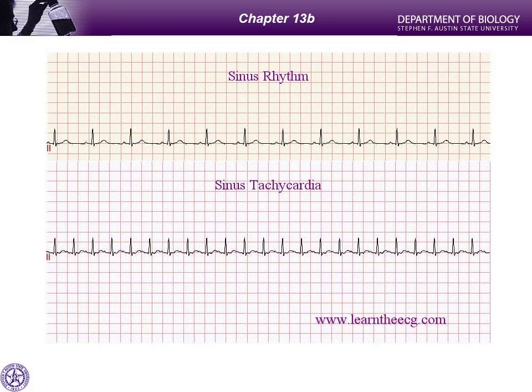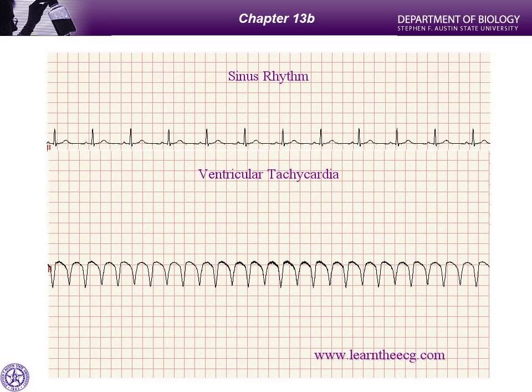This is somebody having a bad day. If you see this on an EKG, you better hit the code blue button. That's ventricular tachycardia. Atrial tachycardia is you're going to see a bunch of P waves and only one QRS. So VTAC, not good.